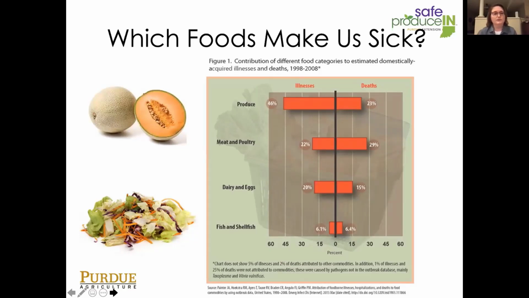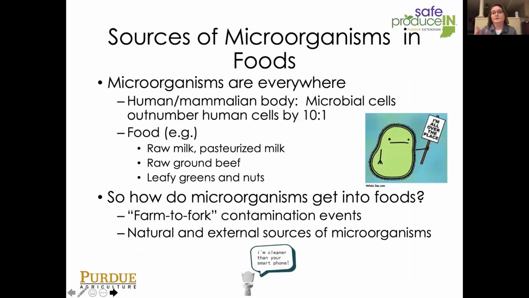But about 10, 15 years ago, we started making this switch to produce. Now produce accounts for, and this is out of date, I don't remember the exact date this graph is from, it says 2008, I would guess now it's over 50% of the foodborne illnesses associated with fresh produce. There are a lot of things that can be attributed to that. We're also just better at finding it and reporting it.